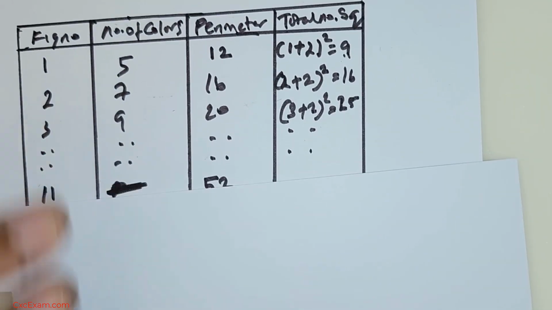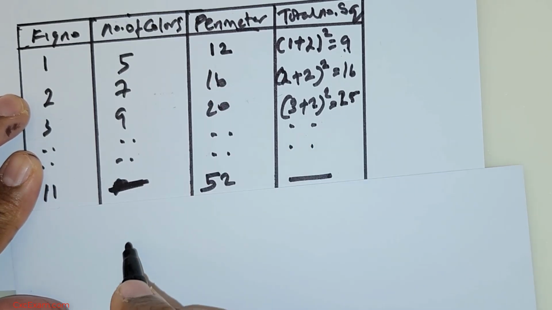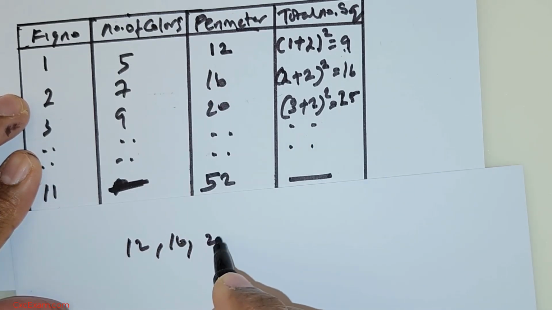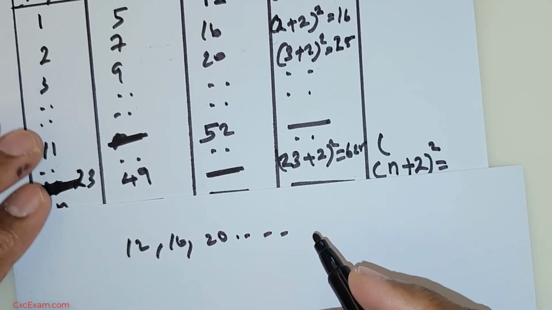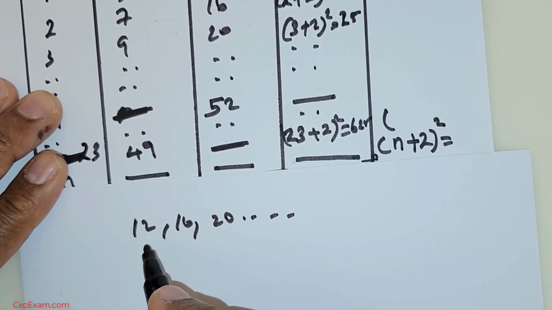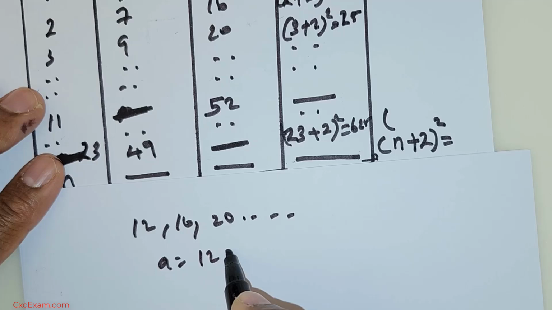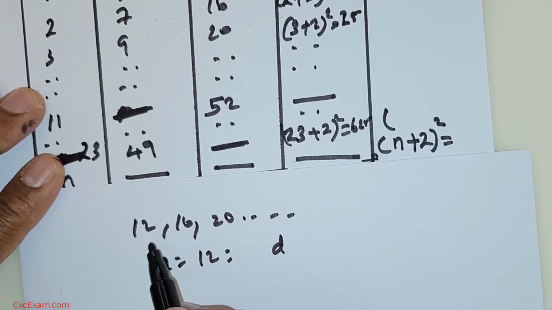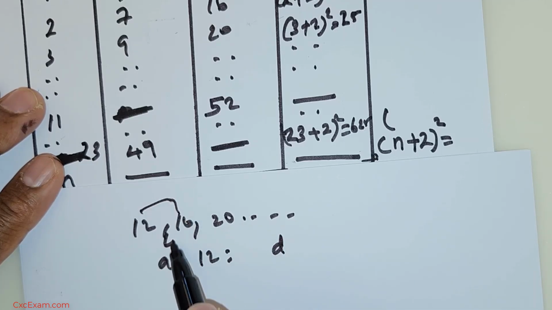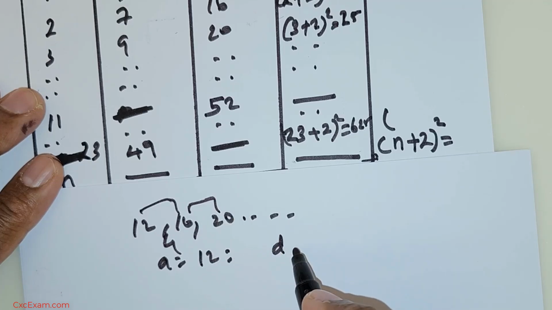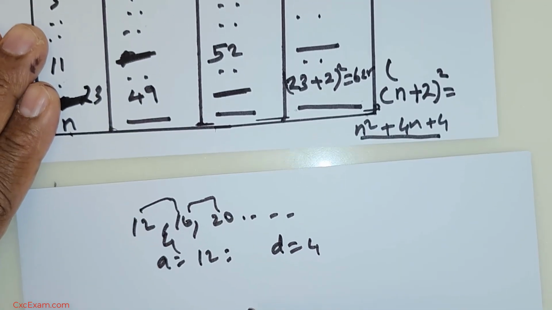How are we going to do that? Now study the sequence that you have here: 12, 16, 20, and it goes all the way, right? First you find out the first term. What is the first term? 12. And then you find out the common difference. Between 12 and 16, what do you got? 4. Between 16 and 20, what do you got? 4. So d is the common difference.